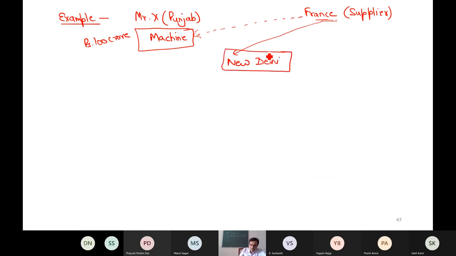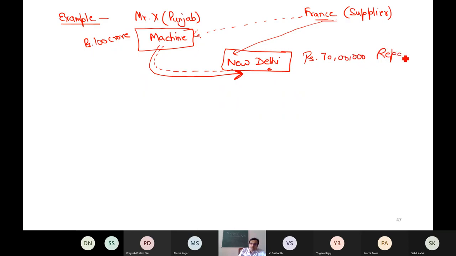My engineer will be available at New Delhi, but you have to bring this machine to New Delhi. Our engineer cannot come to Punjab because the instruments or the service center is in New Delhi. So bring that machine to New Delhi. And what I did as Mr. X, I brought this machine to New Delhi, and repairing services were done. The machine got repaired, and for example, the charges were 70 lakhs.